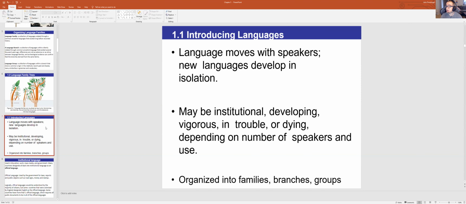So languages may be institutional, they may be developing, they may be vigorous, or in trouble or dying. So don't worry, we're going to cover those four right after this. But again, the main idea here is how they're organized, right? Families, trunk, branches, and then groups, we think about them as leaves.